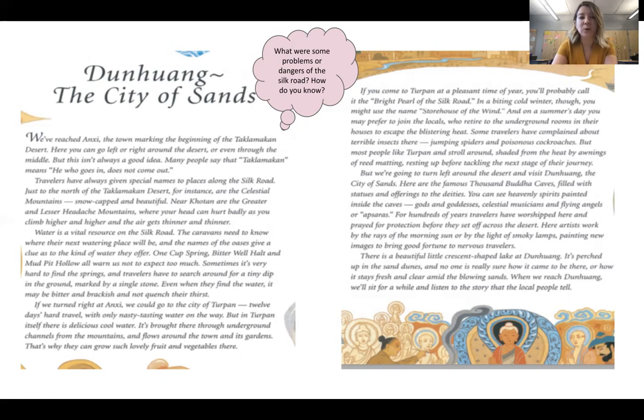Water is a vital resource on the Silk Road. The caravans need to know where their next watering place will be, and the names of the oases give a clue as to the kind of water they offer. One Cup Spring, Bitterwell Halt, and Mudpit Hollow all warn us not to expect too much. Sometimes it's very hard to find the springs, and travelers have to search around for a tiny dip in the ground marked by a single stone. Even when they find the water, it may be bitter and brackish and not quench their thirst.